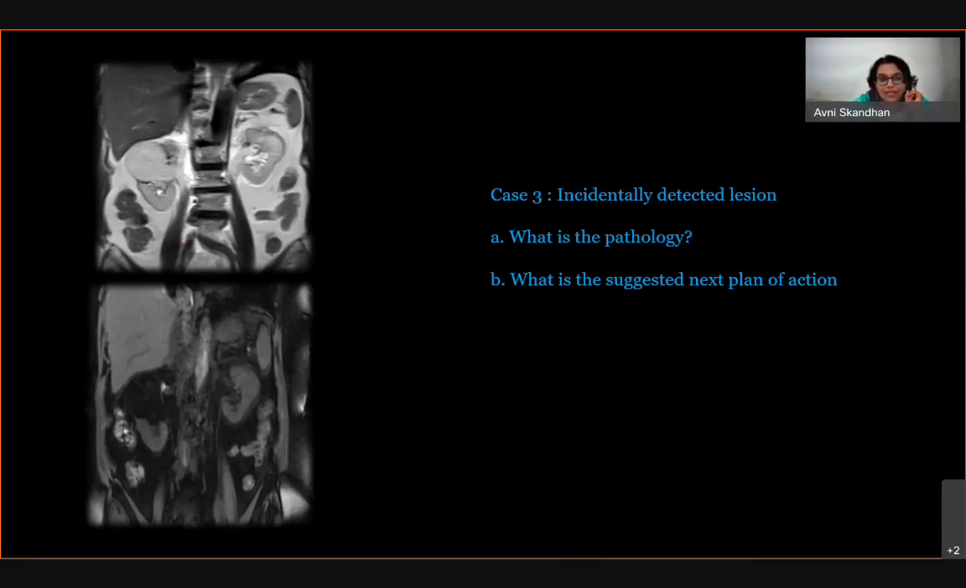This is a T2-weighted, fat suppressed image. You are seeing this lesion completely suppressed on this. When you're seeing something that is completely suppressed with signal on fat suppressed, it means it is fat. So everything around it has suppressed, and even this has suppressed. So this is a fat suppressed sequence, and the fat is what suppressed. So this is an angiomyolipoma.